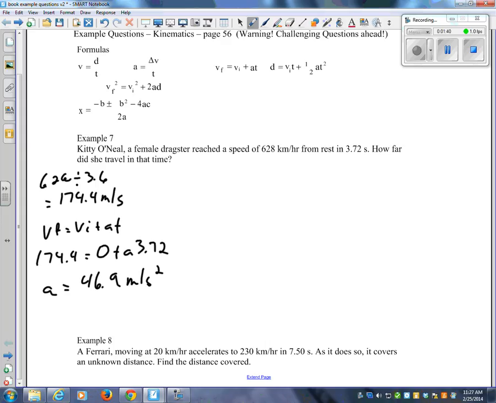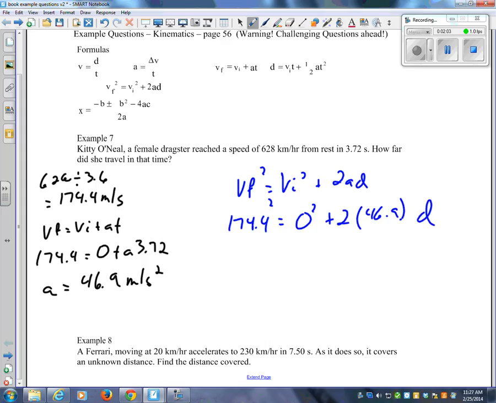Now there's a couple ways to do it. Now I would suggest VF squared equals VI squared plus 2AD. Final velocity is that 174 value. It's squared. Initial velocity is 0. Acceleration of 46.9. Solve for D. So your D value is going to be 174.4 squared divided by.